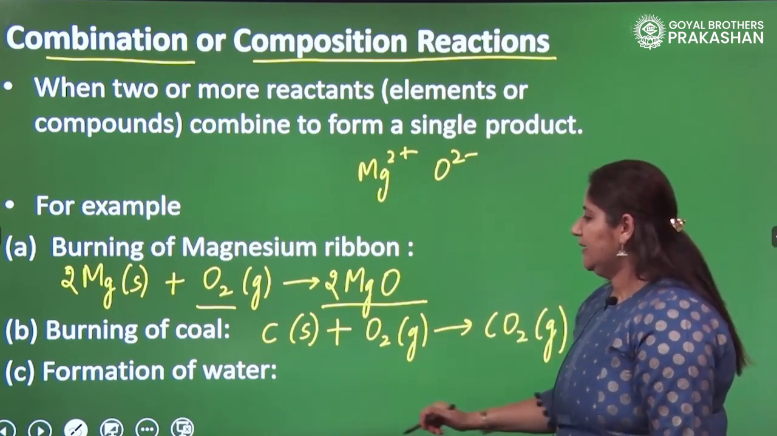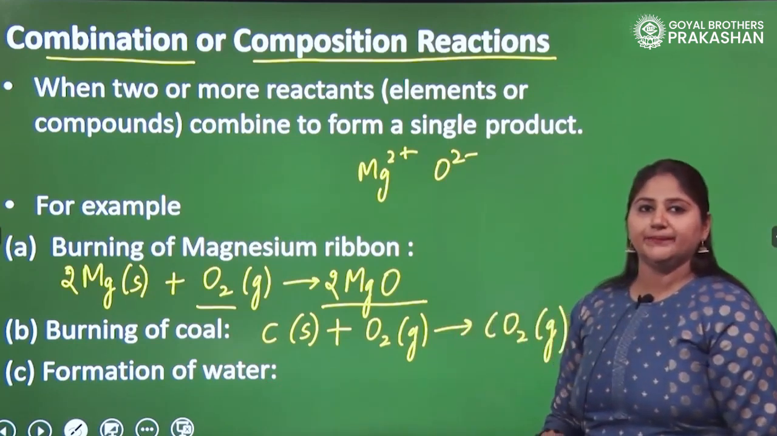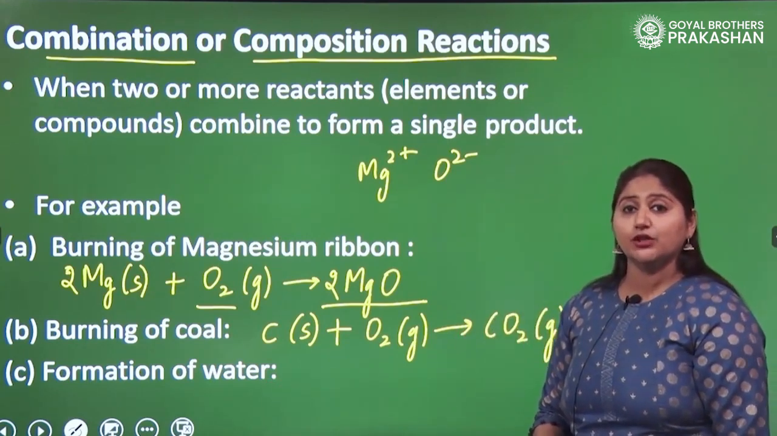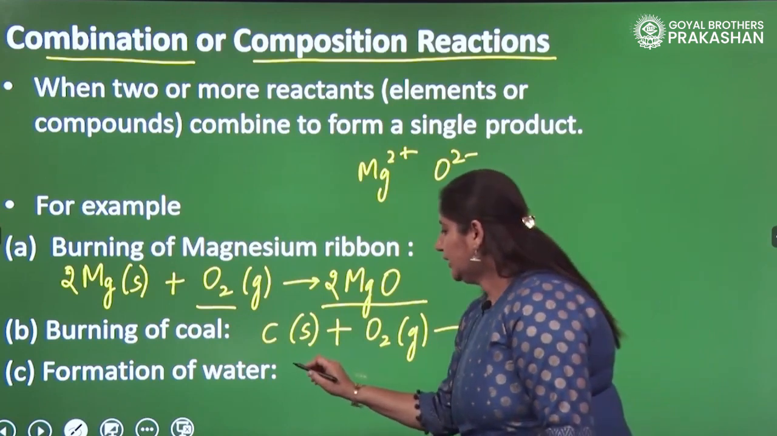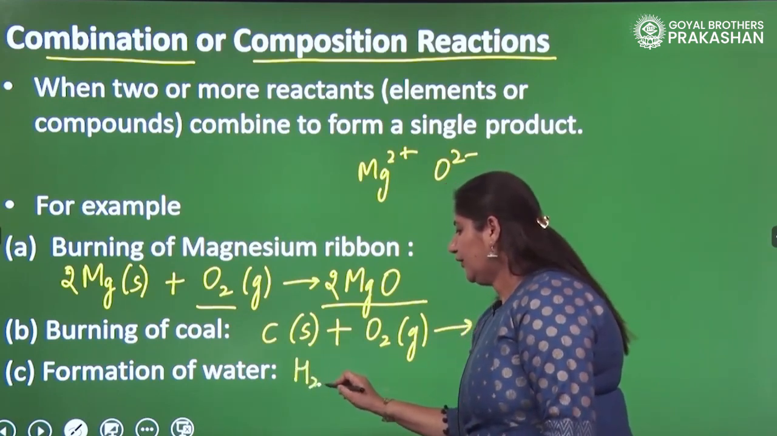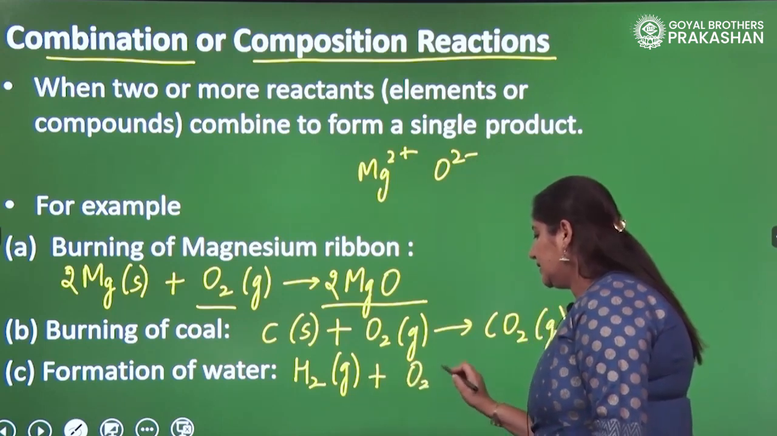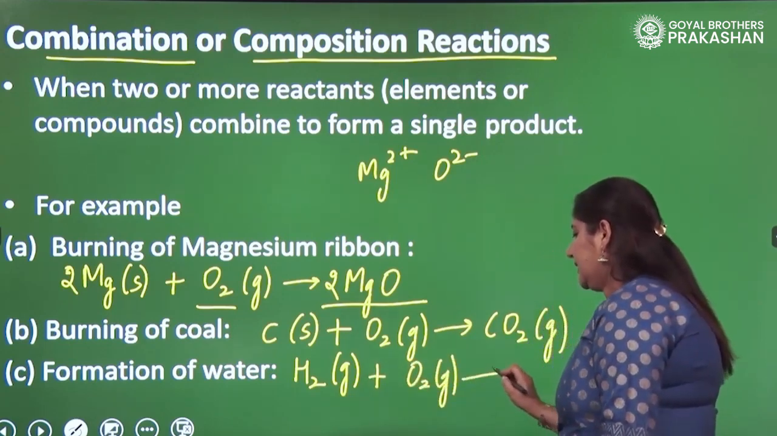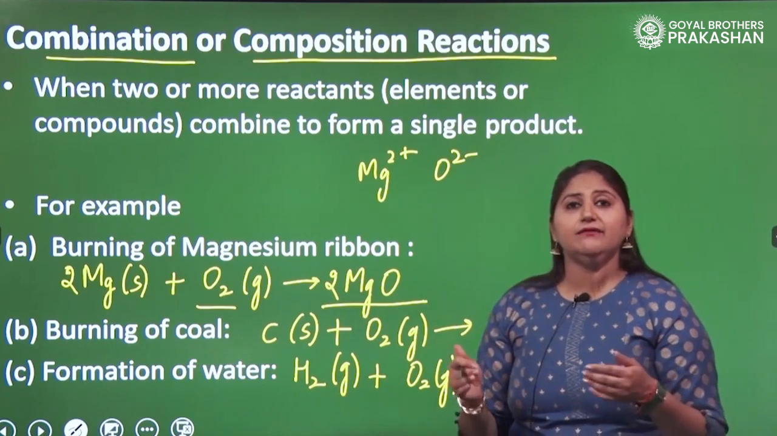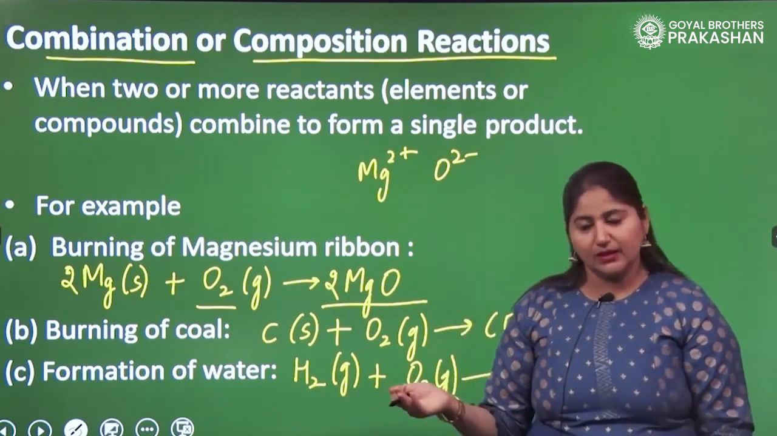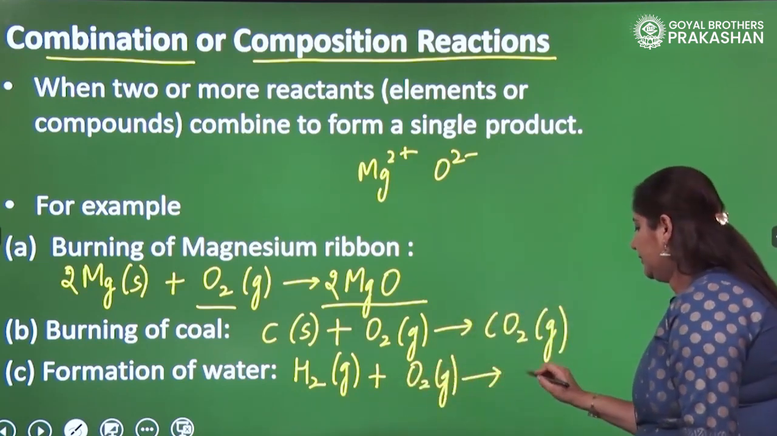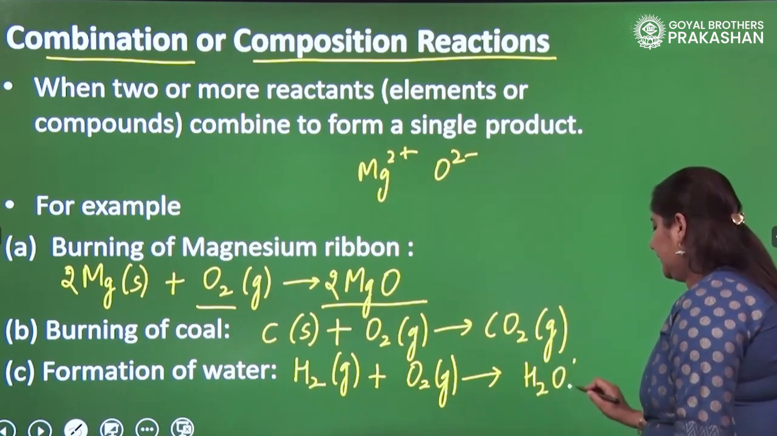Now, similarly, when we talk about formation of water, what happens? Water is formed by reaction of hydrogen gas with oxygen gas. When these 2 gases react with each other, in other words, when hydrogen gas is burnt, what will happen? It produces H2O liquid.